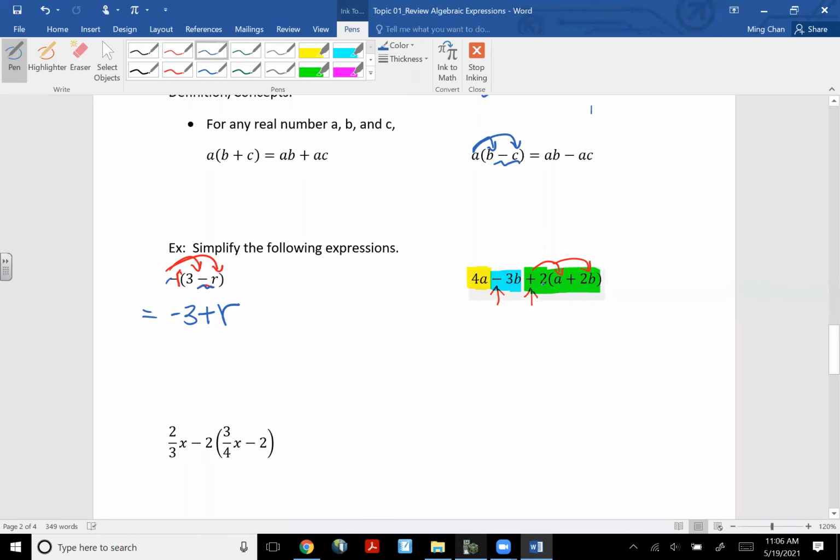All right. Positive 2 times a is positive 2a. Positive 2 times positive 2b is positive 4b. My second term is still negative 3b. My first term is still positive 4a. So you see distribution allows me to bring out all the terms. Now, once I bring them out, I can combine whatever I can combine. I see 4a is a like term with positive 2a. When I combine them, I say 4 plus 2, which gives me positive 6a.